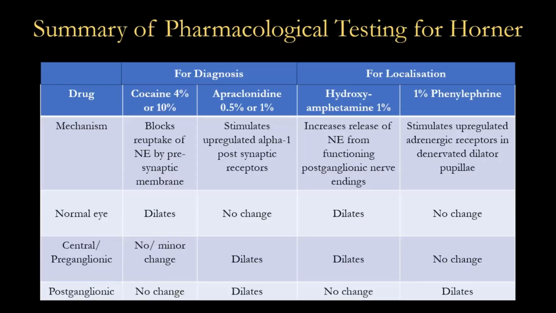So this is the summary of the pharmacological testing for Horner. It can be very useful for the postgraduates. For diagnosis, we can use either the cocaine 4% or 10% test or the apraclonidine 0.5% or 1% test. For localization, we can use either hydroxyamphetamine 1% or 1% phenylephrine test.